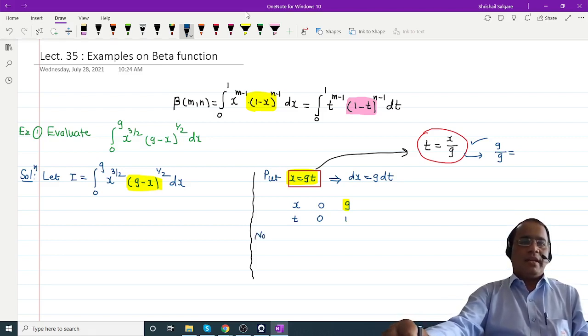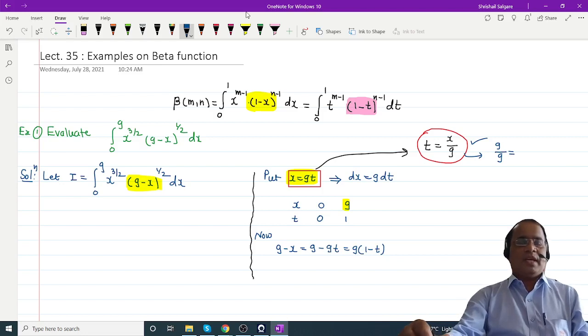Now I also require the 9 minus x factor, that I will calculate. So 9 minus x is given by 9 into, so x I will substitute as 9t, and from this I will get 9 as a common, and the remaining is 1 minus t. Okay, so all the terms are simplified to the right side.